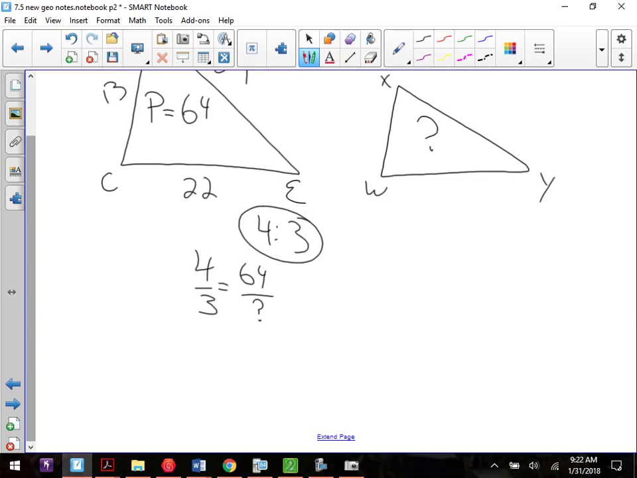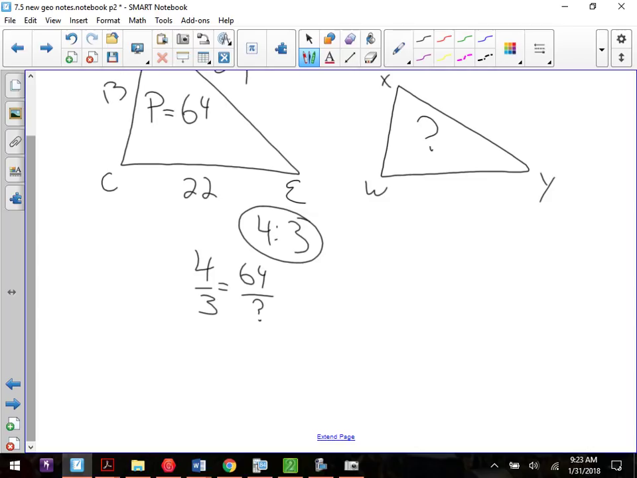Yes, sir. Each individual side? Absolutely. Yep. You can do that too. 13 over something is 4 to 3. 22 over something is 4 to 3. If you did all that, that's 3 things, plus then you have to do an adding step. So if you remember that the perimeter has the same ratio as the sides, it's just a couple fewer steps.